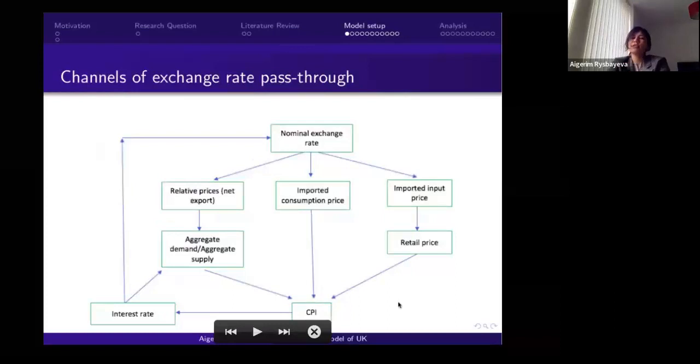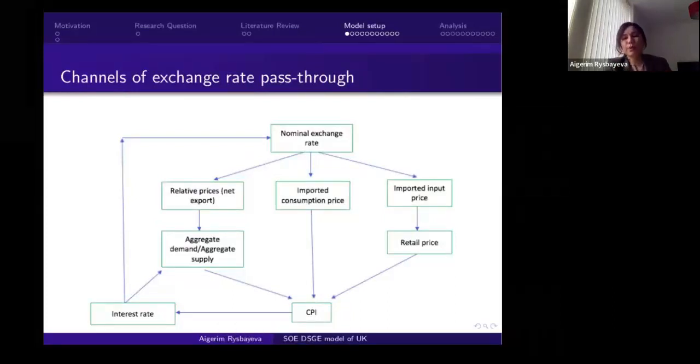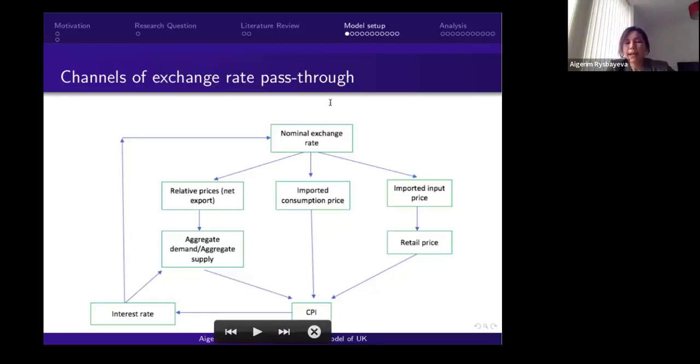Now let's talk about the DSGE model. So the DSGE model is a general equilibrium model. So we are going to look for the dynamics. It's quite important. So our main variables are exchange rate and the CPI, and how it's going to work in the economy.